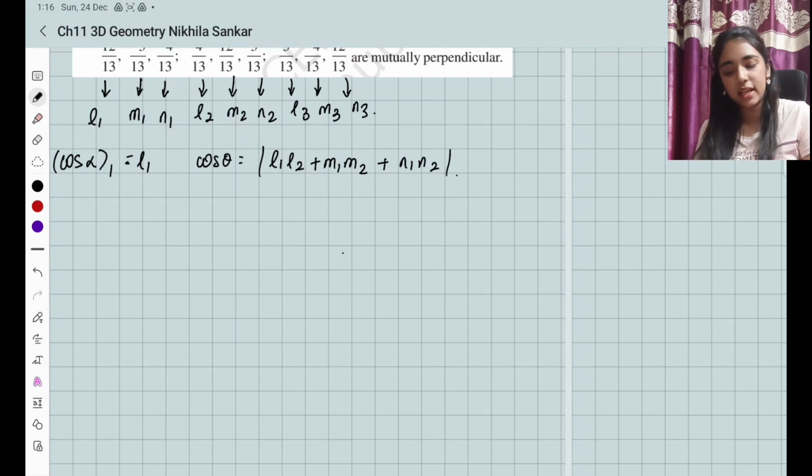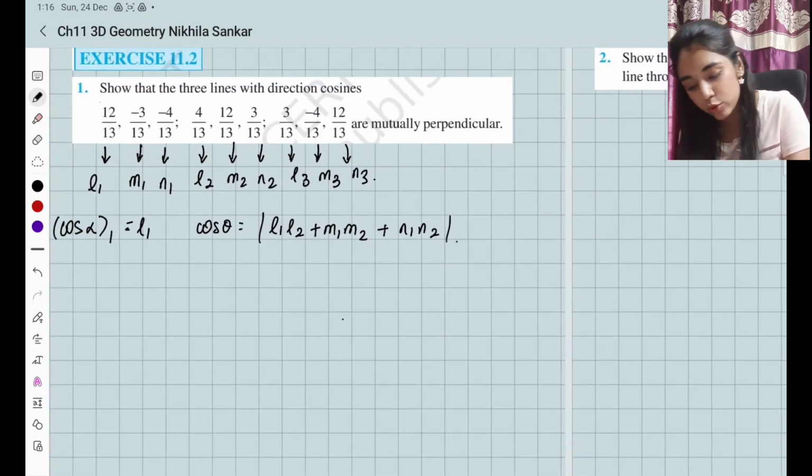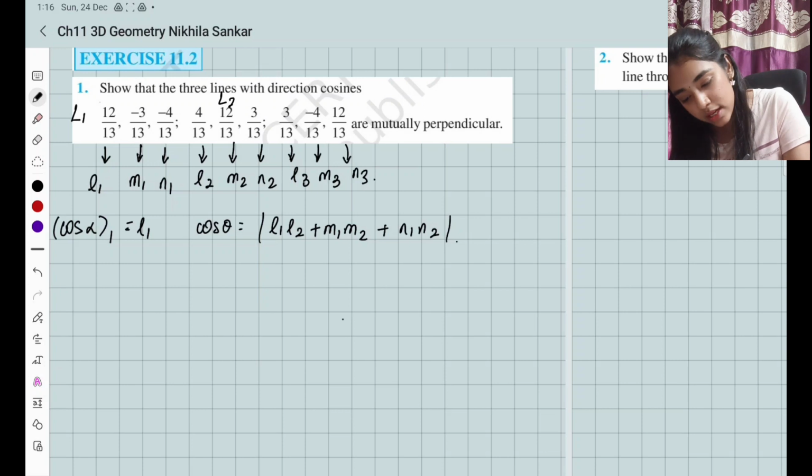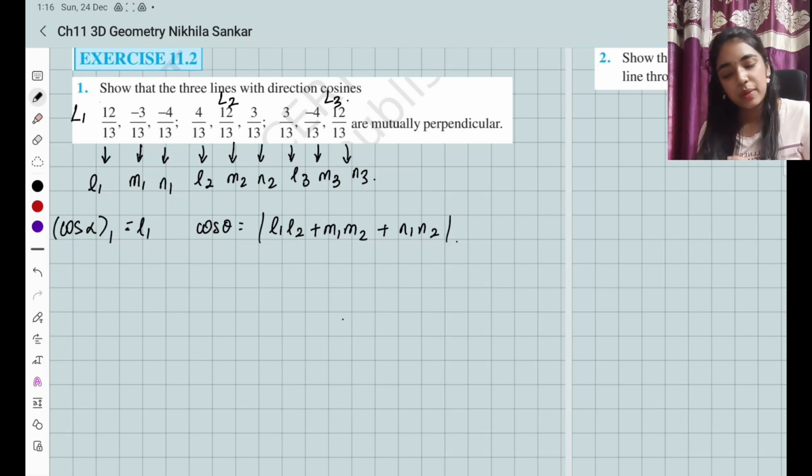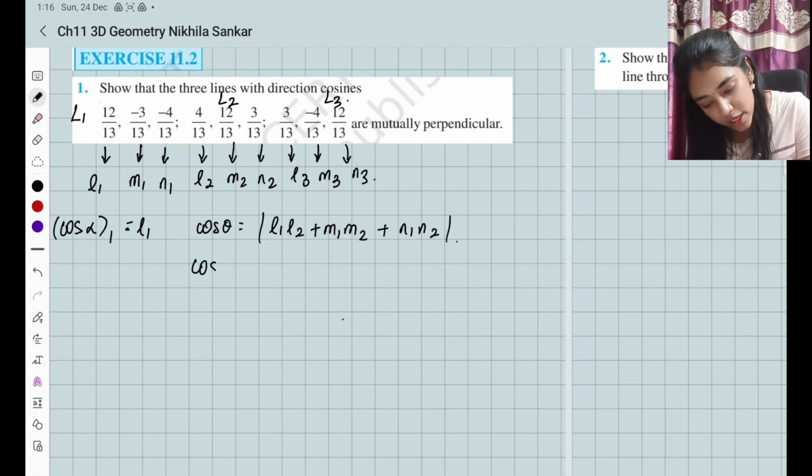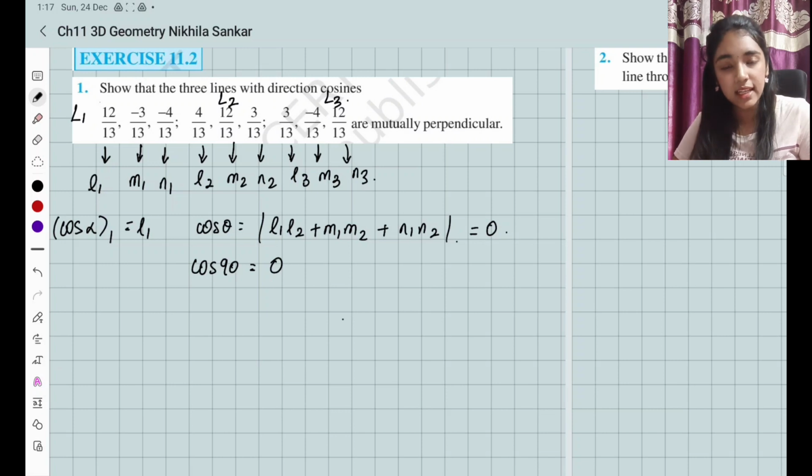Now we can only look at two lines at a time, line 1 and line 2. So this is going to be line 1, line 2 and line 3. Now what does it say here? It is going to be perpendicular, which means cos theta has to be cos 90, which means this is going to be 0. So if we prove this is 0, we can say that the lines L1 and L2 are perpendicular to each other. Correct?